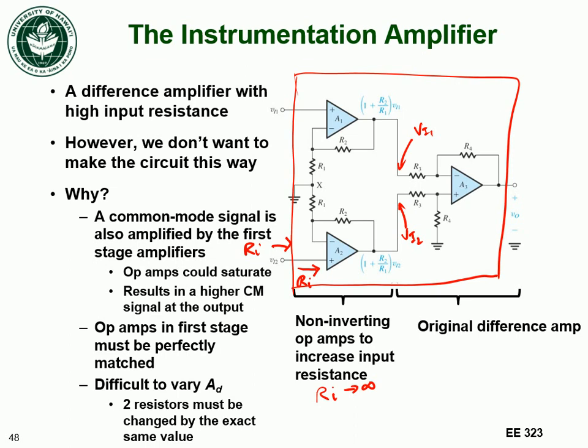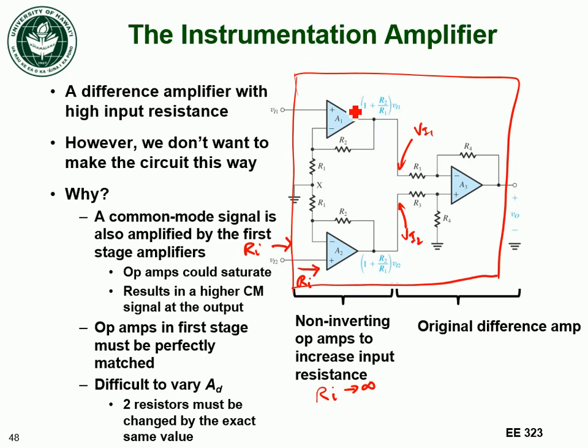So this appears to be a better difference amplifier. But this is not what's actually inside of an instrumentation amplifier. The reason is that your signal is amplified by this input stage, by the non-inverting op amps, and you could already start saturating your op amps because you're amplifying through these non-inverting op amps in the first stage. In addition, if I have a common mode signal, so some part of the signal in common to both VI1 and VI2, I'm amplifying that part of the signal as well. And that's not what I want the difference amplifier to do. I want it to get rid of any common signal.